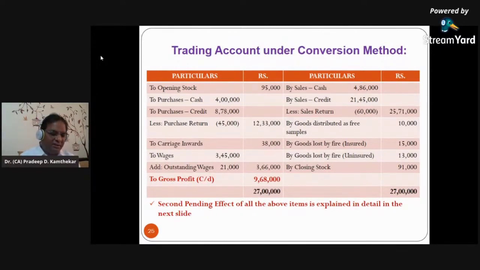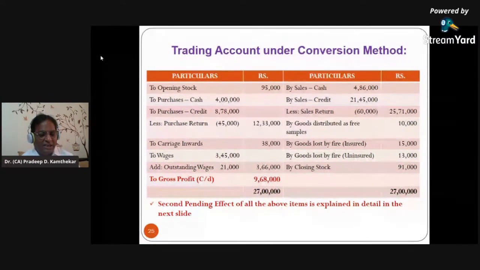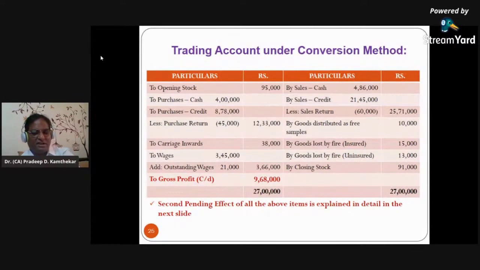And why, even if they are not paid, are they added here? Because we go by the accrual method, and the accrual method is also called the mercantile method, and it says that expenses and incomes of a particular year are to be recorded in that year only, whether they are paid in that year or not, or whether they are received in that year or not. So since these wages are for March, they might actually be paid in April or May. They are added here as an expense of this current year.